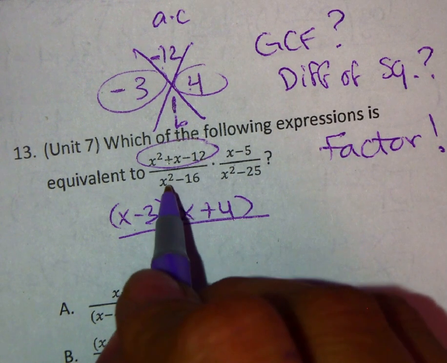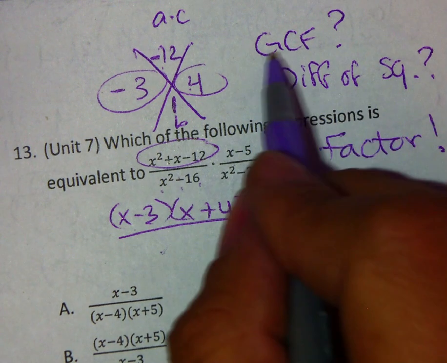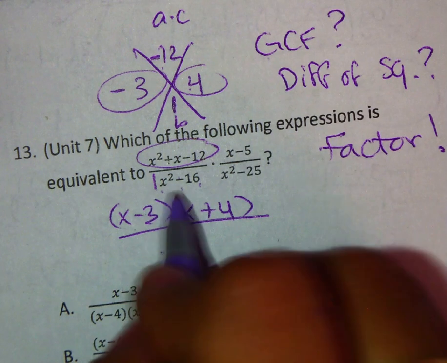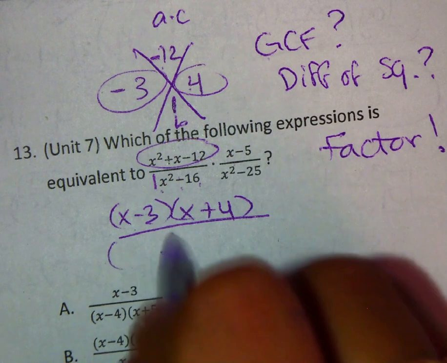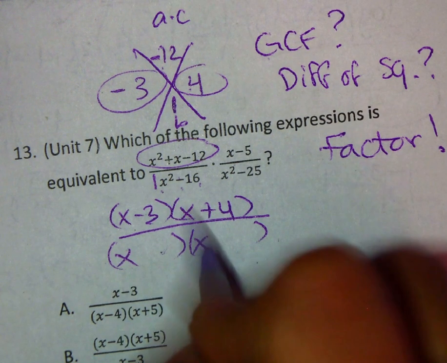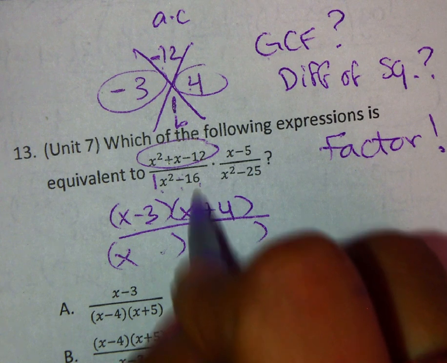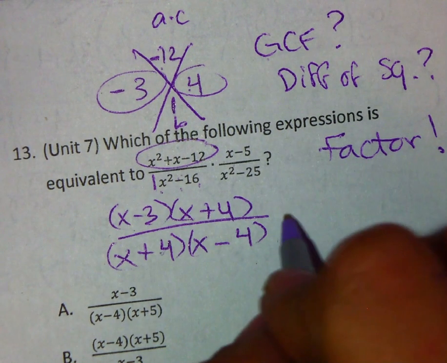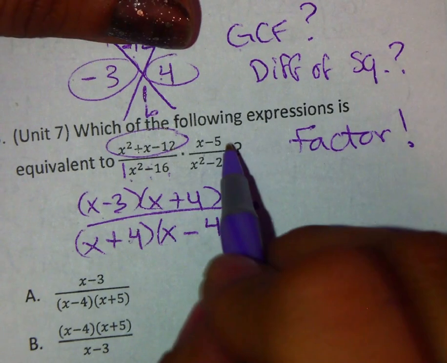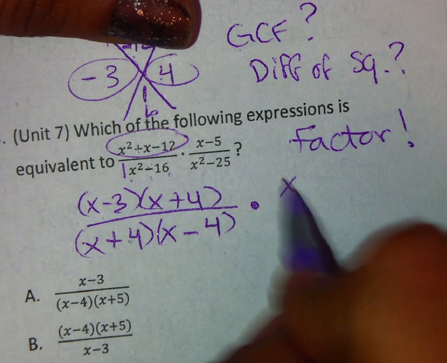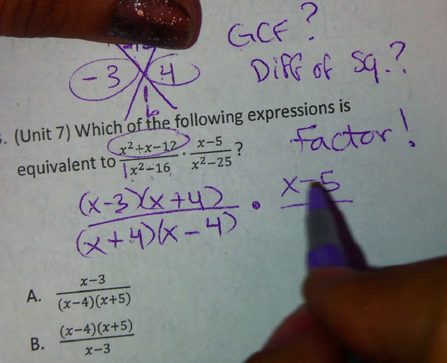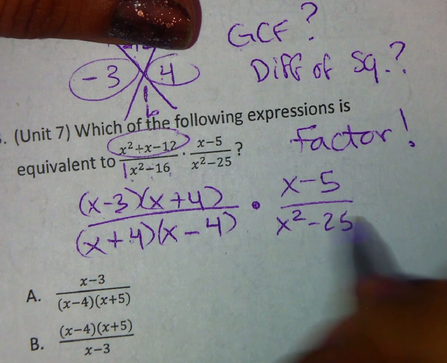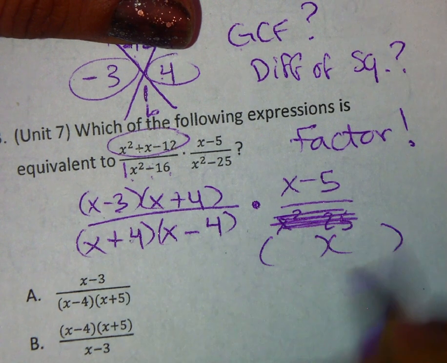On the bottom, you notice is x squared minus 16, which, again, GCF, coefficient of 1, so no. Difference of squares? Yes, because if you have two binomials, x times x is x squared. And then how do you get 16? You have 4 times 4. So 1 plus, 1 minus. Next, we're going to have x minus 5 on the top. Nothing to factor there. And x squared minus 25. Actually, no. This is also difference of squares.